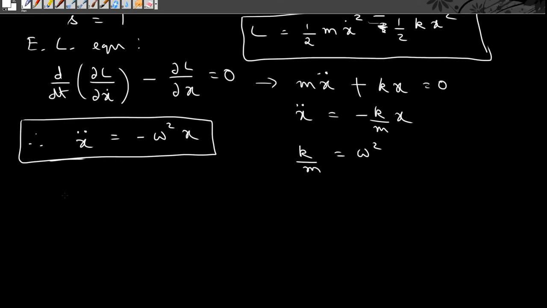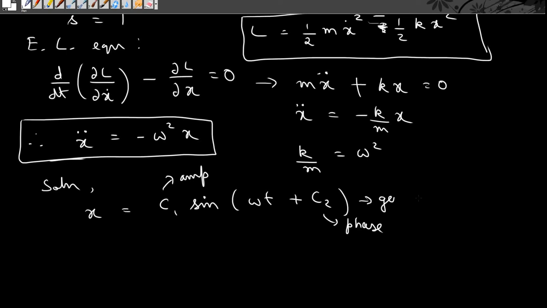The solution to this equation, after we integrate, will be x equal to C1 sine omega t plus C2. Here C1 represents the amplitude and C2 represents the phase. So this is the amplitude, this is the phase, and this is the general solution.